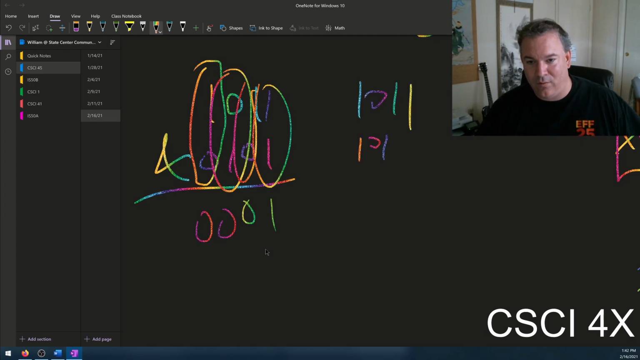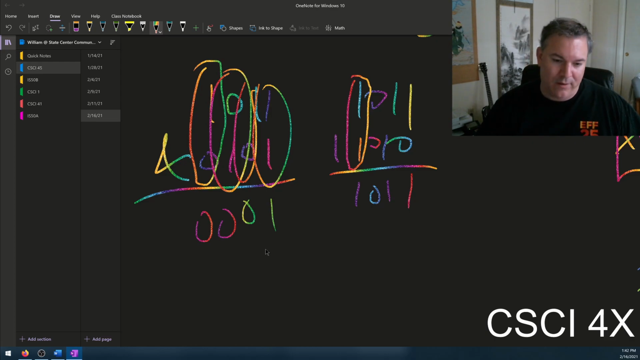1011, 1010, bitwise OR. Again, you just look at each pair. True OR true is true. False OR false is false. True, true. So that's OR.